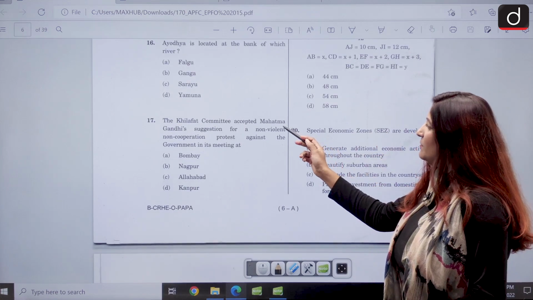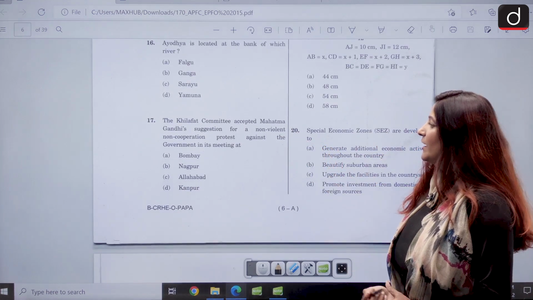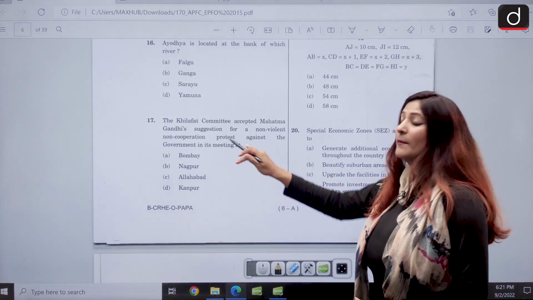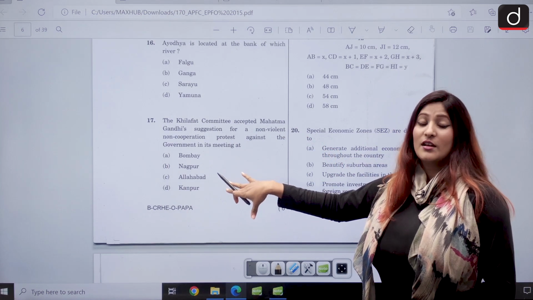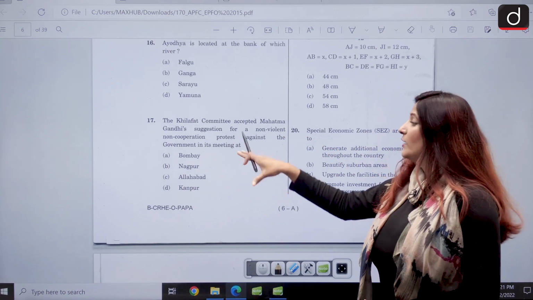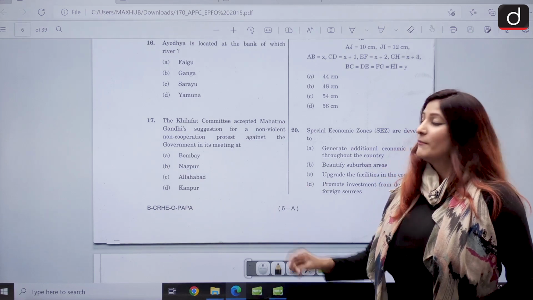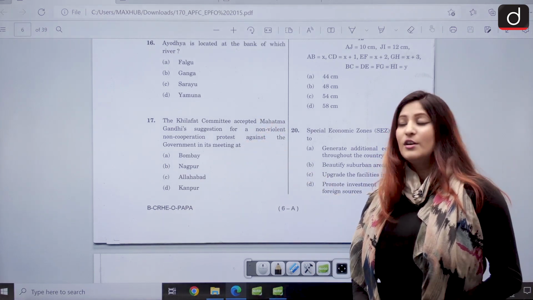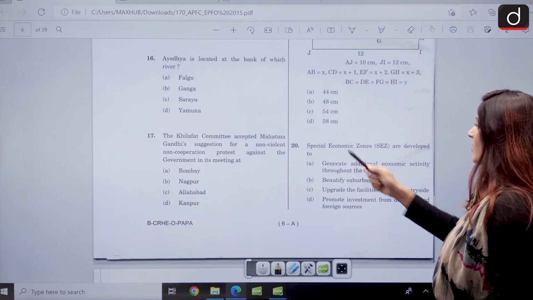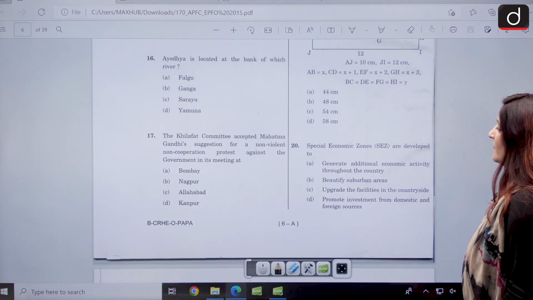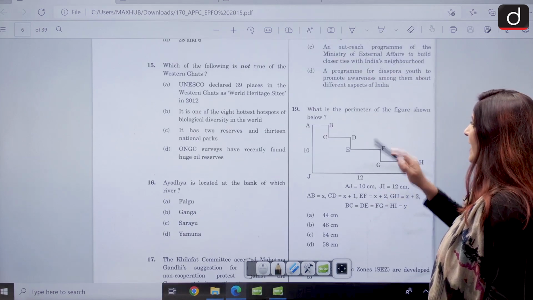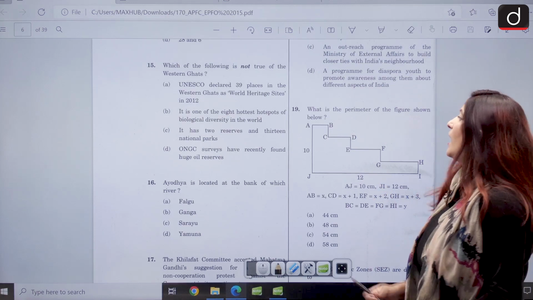Khilafat Committee accepted Mahatma Gandhi's suggestion for a non-violent, non-cooperation protest against the government in its meeting act. Purely factual question. Fact has been, I don't know if many of you know this, but fact has been excruciated. Place is also important. So these are the sort of question. Economics, special economic zone are developed too. Options are given. Here you see maths. Maths has also been asked.